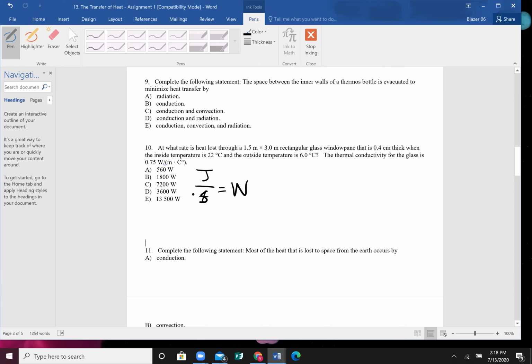Now, what is our equation? Let me go to the whiteboard so I can make good use of my pen. I don't have good use of my pen here anymore. So let me do a new share, go to my whiteboard, and solve this problem.